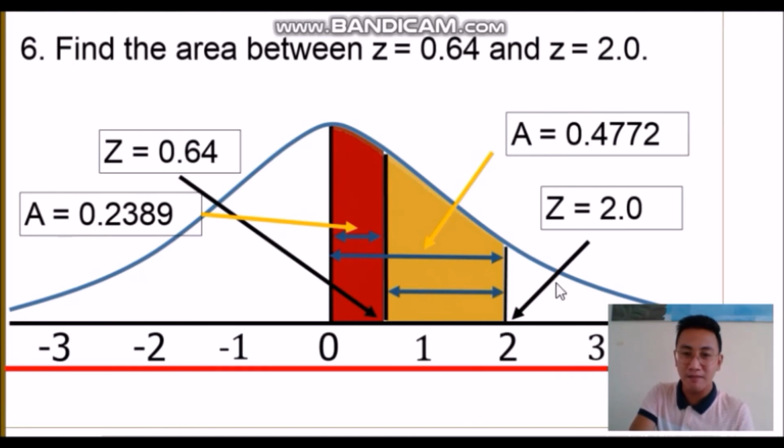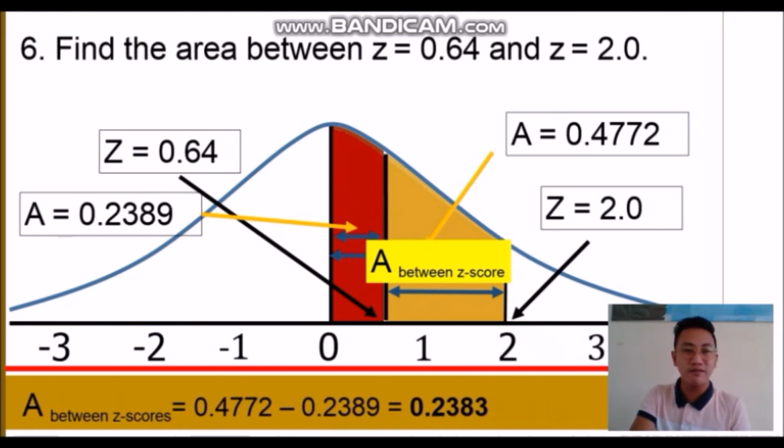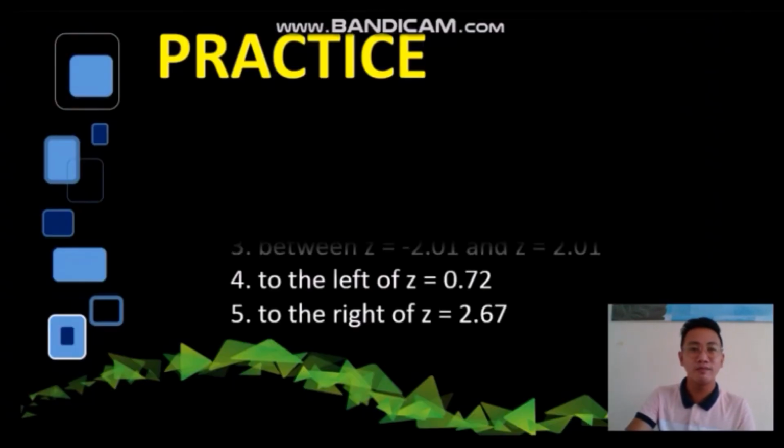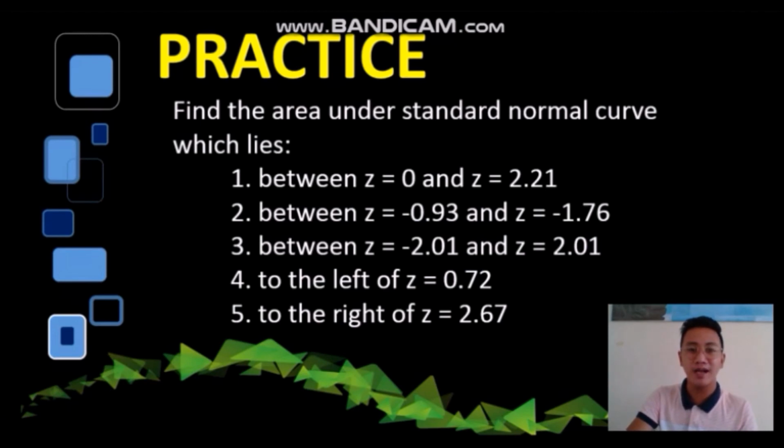That's the area between the z-scores. So we have 0.4772 minus 0.2389 is equal to 0.2383. All right, you just have to have understanding on the graph, plot it, find the area on the table, and identify what is being asked. For your practice, you're going to find the area under the standard normal curve of the given. We have 5 items there, and I hope you answered it right.